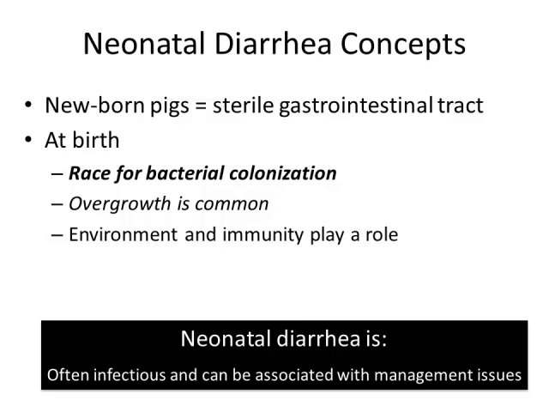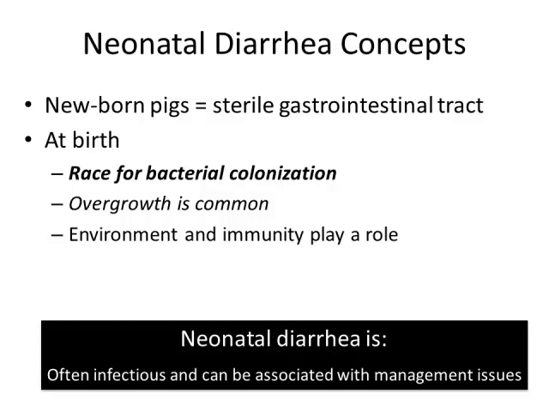First, you have to remember the newborn pig has a sterile gut. So at birth, it's a complete race for all that microbiota to set up shop. That is probably the biggest key to remember. So overgrowth is really common, because all those other bacteria are what keep things in check. And the environment plays a huge role in that.